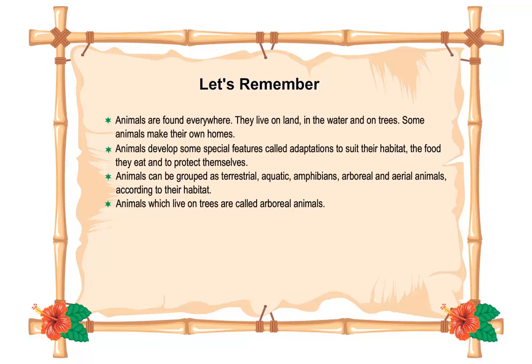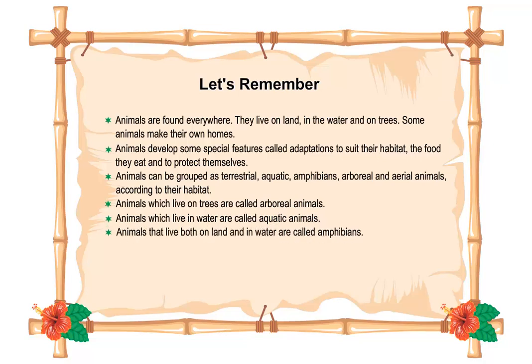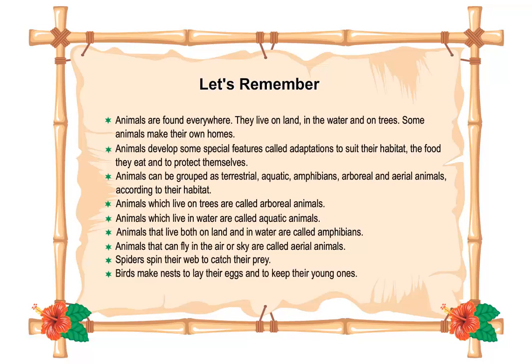Animals which live on trees are called arboreal animals. Animals which live in water are called aquatic animals. Animals that live both on land and in water are called amphibians. Animals that can fly in the air or sky are called aerial animals. Spiders spin their web to catch their prey. Birds make nests to lay their eggs and to keep their young ones.